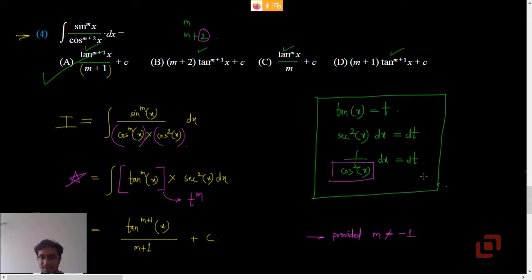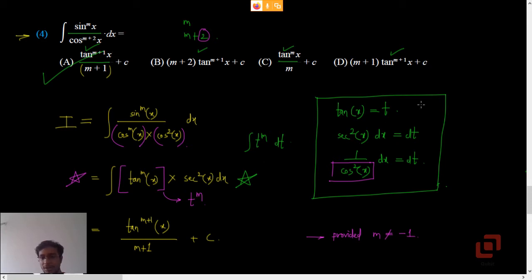And even in the entrance examinations, you should avoid writing down each and everything in your rough work. This was a standard substitution problem. You can see it here in this integrand. If you substitute tan x as t, sec squared x dx is going to be your dt, and then the problem is going to reduce to integral t raised to m dt, which you can easily solve.